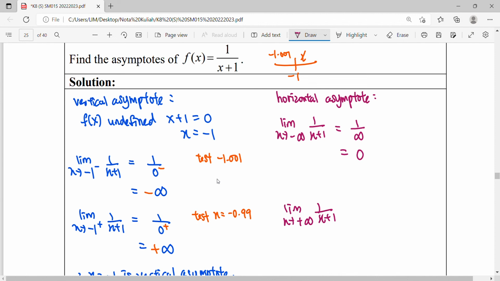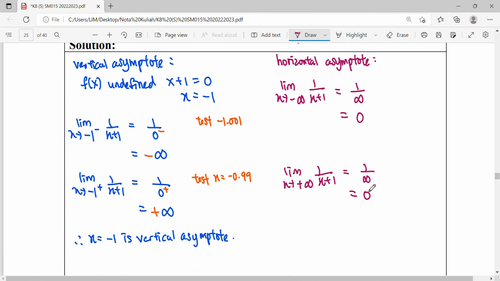So it is 0. So how about limit x approaches positive infinity? Also the same thing, correct? 1/infinity is 0. So this function only has one horizontal asymptote, which is y equals to 0. Y equals to 0 is the horizontal asymptote.